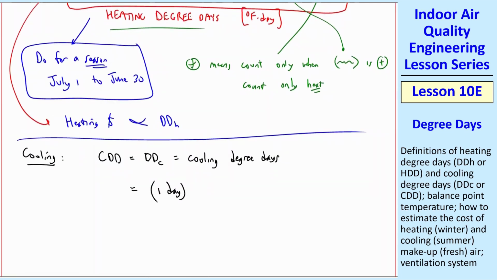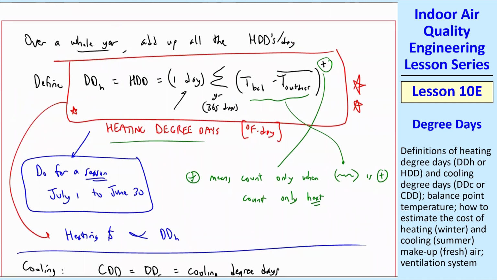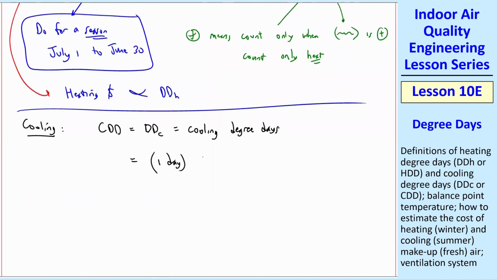1 day. By the way, the reason this 1 day is here is to make the units come out right, because the units are going to be in degree F times day, so you have to put a day in. So 1 day times over 365 days. Now we're going to define it as T outdoor bar minus T balance. And again, we'll use a plus. So this is CDD or DDC.